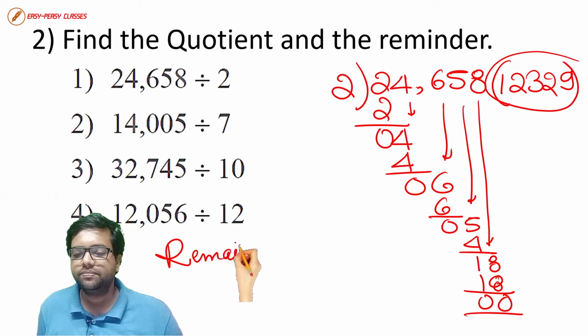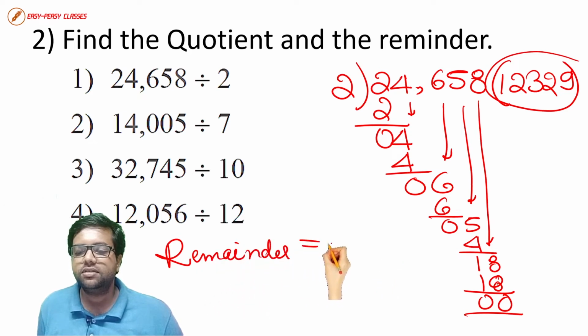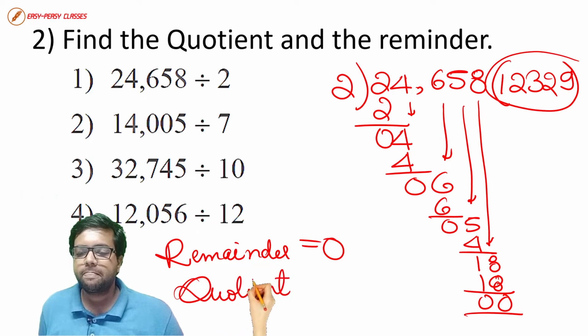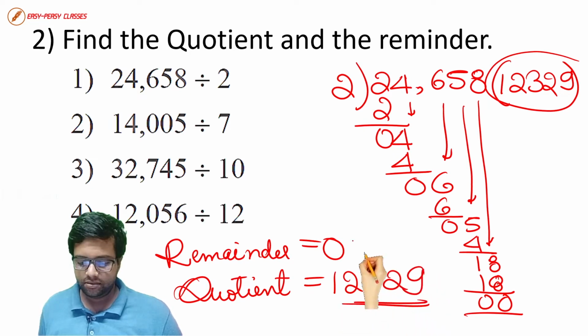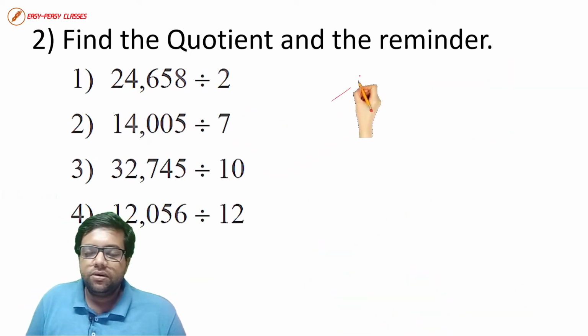Remainder is equal to 0, and the quotient is equal to 12,329. All right. Okay, we are done with the first one.